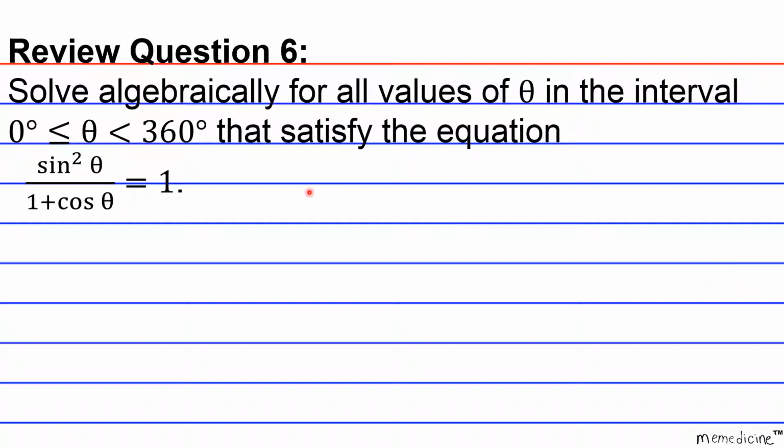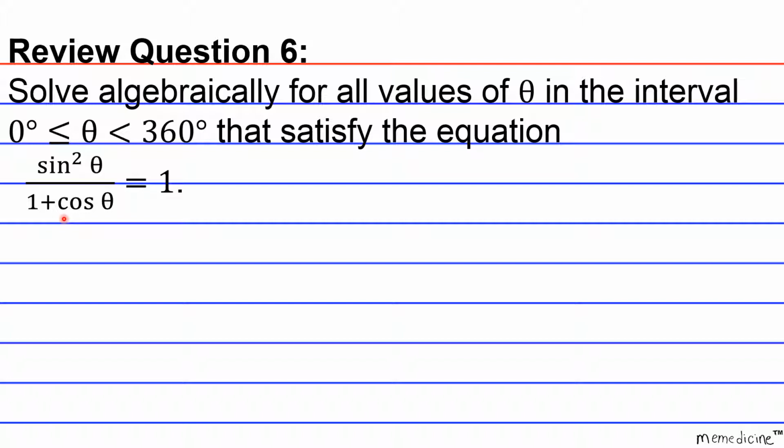Hopefully by now you've arrived at an answer, and if not, that's totally fine. Let's delve into this together. After careful inspection, you'll notice that the equation given in the question stem involves two different trigonometric functions. The base function here is sine, the sine squared of theta, and the cosine theta.